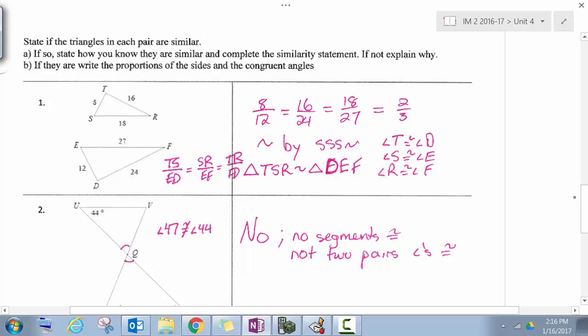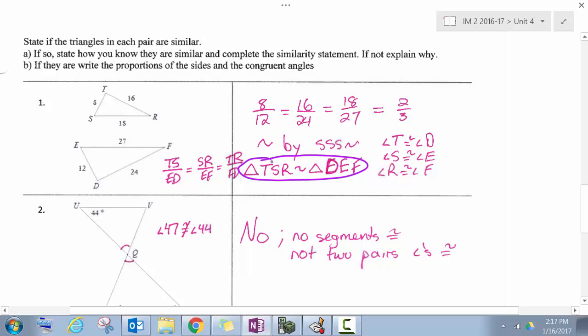State if the triangles in each pair are similar. If so, state how you know they are similar. Complete the similarity statement. That's the similarity statement, saying what triangle is similar to what triangle. And then if they are, write the proportions of the sides and the congruent angles.